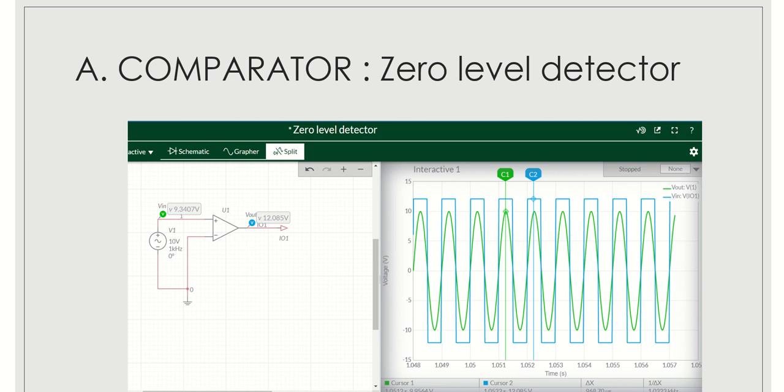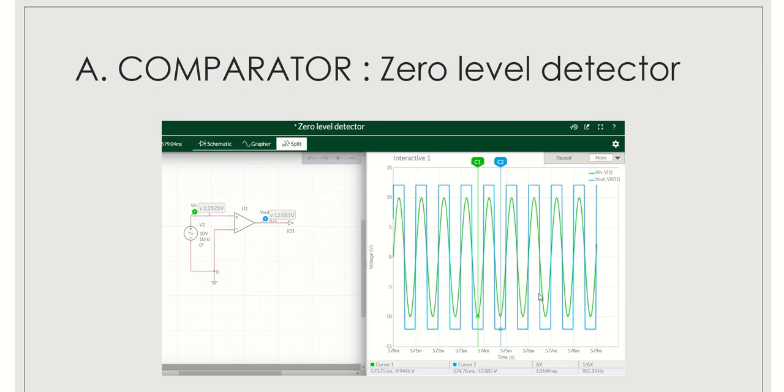So when I do the circuit for zero level detector, the waveform output shows like this. This is the Vmax for the output, and this is the Vmin.